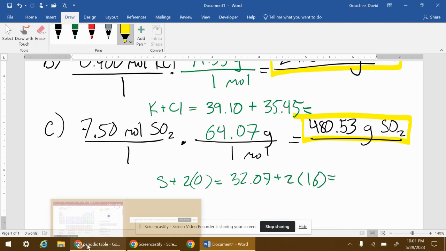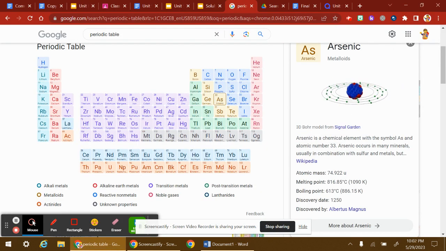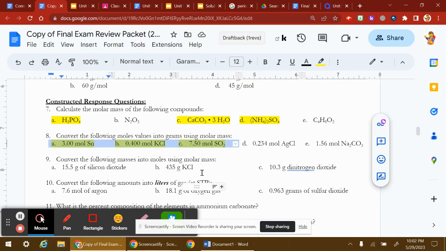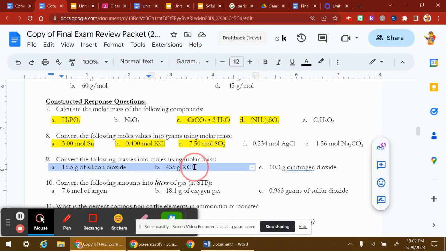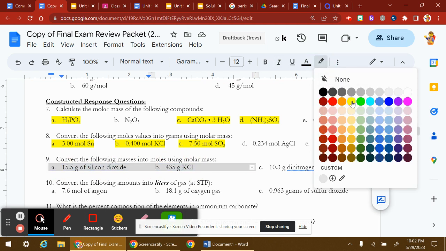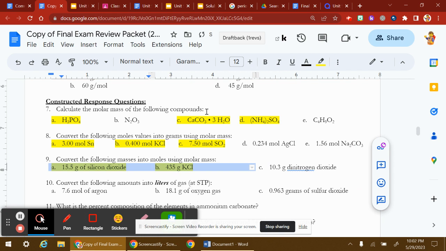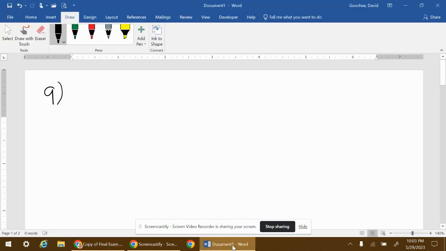All right, now on to problem 9. Let me get this page set up. Okay, here we go. So I am going to do problems number 9A and B. I'm going to do those ones, okay? Now, there's a reason why I'm going to do them, and I will show you why in 1 second. Okay, so here we go. For number 9, we're starting with grams and converting into moles. So when we go from grams into moles, we divide by the molar mass.